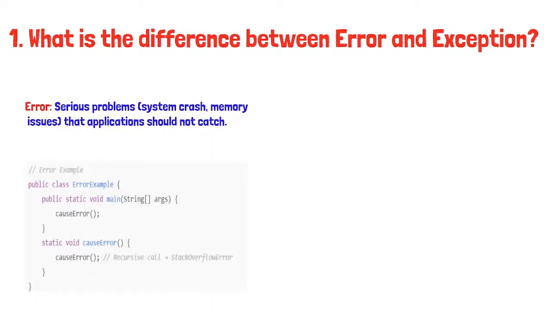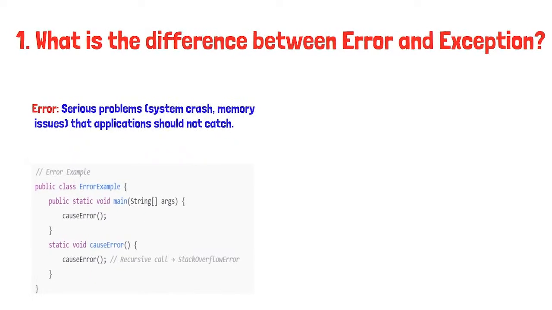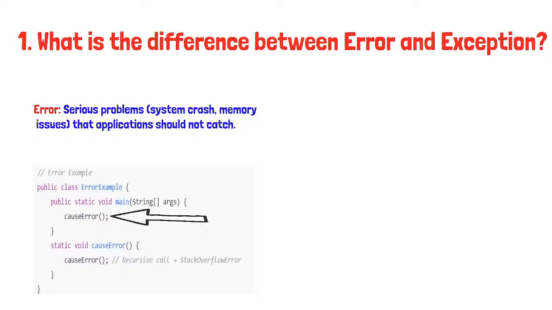For example, errors are very serious problems that, if you have not handled properly, cause a system crash, and what will happen is the calls continue repeatedly, like where you have written a public class.